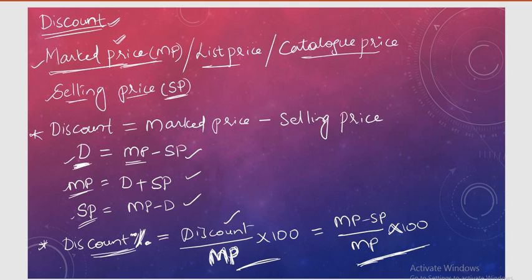So discount percentage is nothing but MP minus SP by MP into 100, or you can write it as discount by market price into 100, right? Whenever the word percentage comes, then with respect to market price only we need to find out the discount. Okay, so these are the formulas related to discount. Next, moving on to profit and loss. So next we are going to discuss profit and loss.